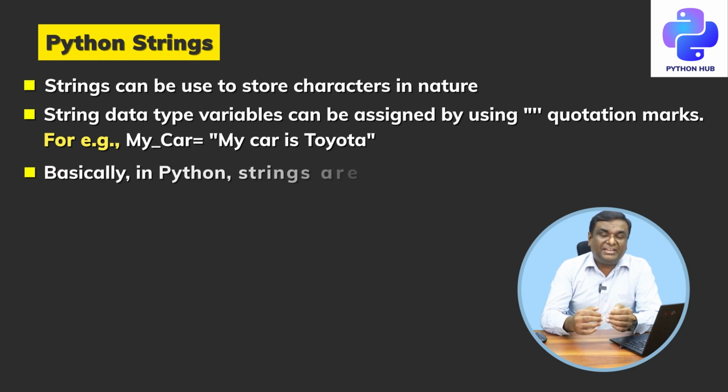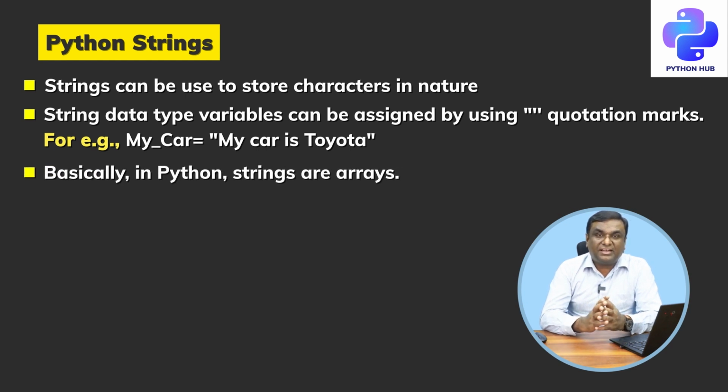Basically, the way it is stored in Python is that strings are considered to be arrays. You are calling them arrays of characters. Have you heard of arrays before? Arrays are nothing but a way to store multiple values in one particular variable. That's what an array is all about.